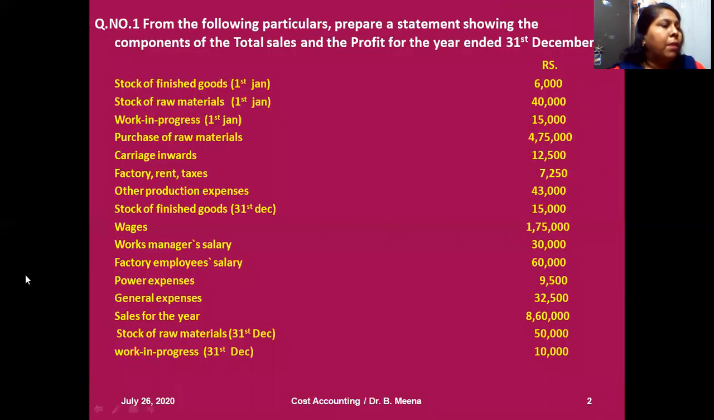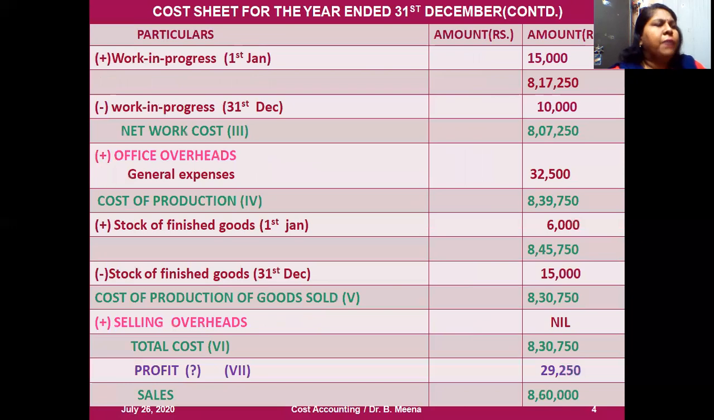Now look at the problem. There are no selling and distribution related expenses. No selling and distribution expenses were given in the problem, so that's why I put nil in this cost sheet format. If it is given, add it over here to get the total cost. As per this problem, selling overheads, nothing is given in the problem.